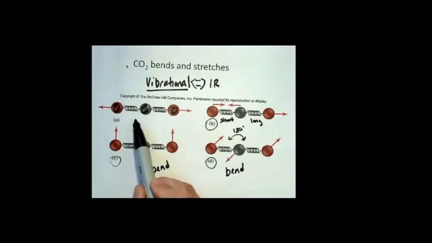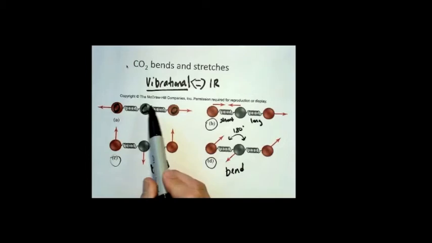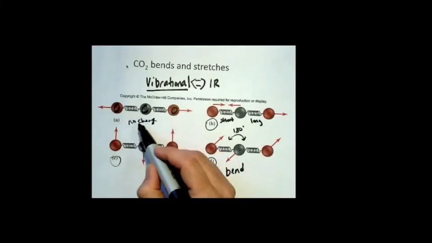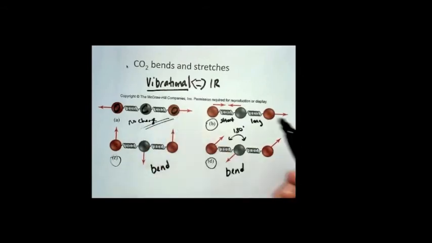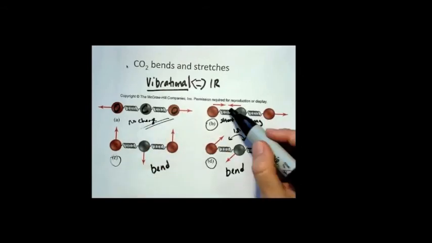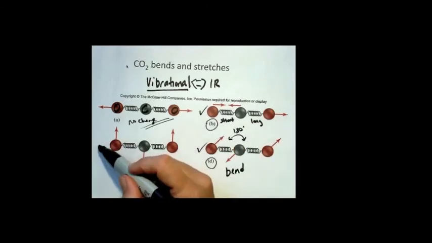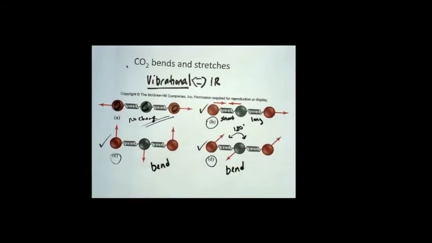But in this type of stretch, which is called a symmetric stretch, the overall distribution is going to cancel out, and there's no change in the electron distribution. Okay, so the result is that this type of motion absorbs infrared radiation, this type of motion absorbs infrared radiation, and this type of motion absorbs infrared radiation.